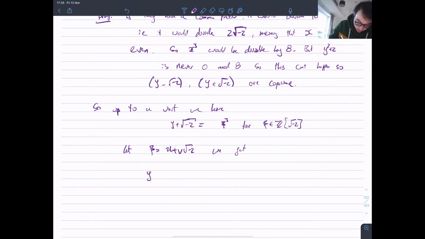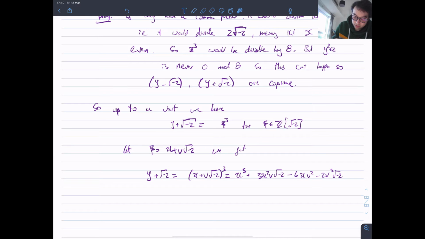We get y plus the square root of minus 2 equals u plus v square root of minus 2, cubed, which I'll expand out, and you get u cubed plus 3u squared v square root of minus 2 plus 3u v squared times minus 2, which is minus 6uv squared, minus 2v cubed square root of minus 2. So we have some equality like this, and now we just compare coefficients.